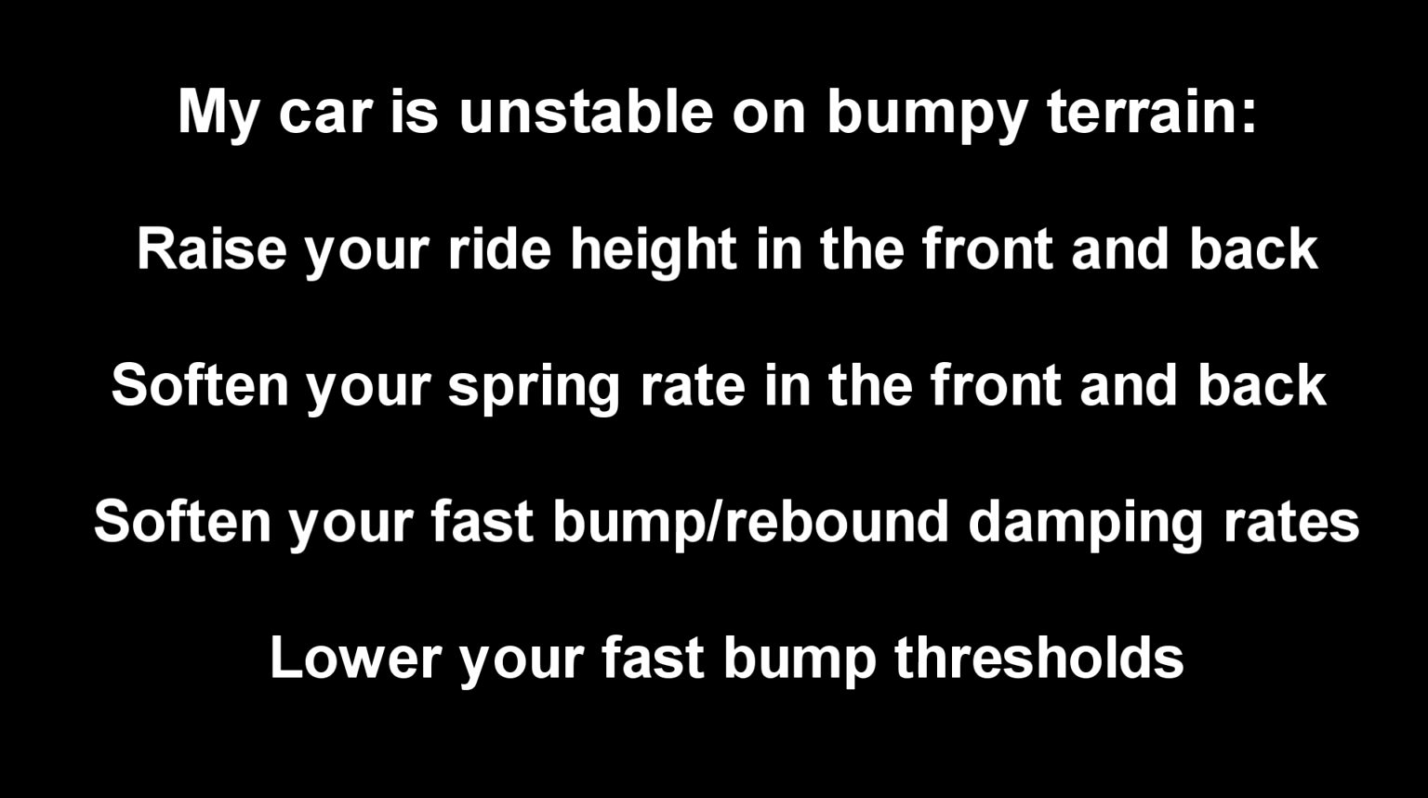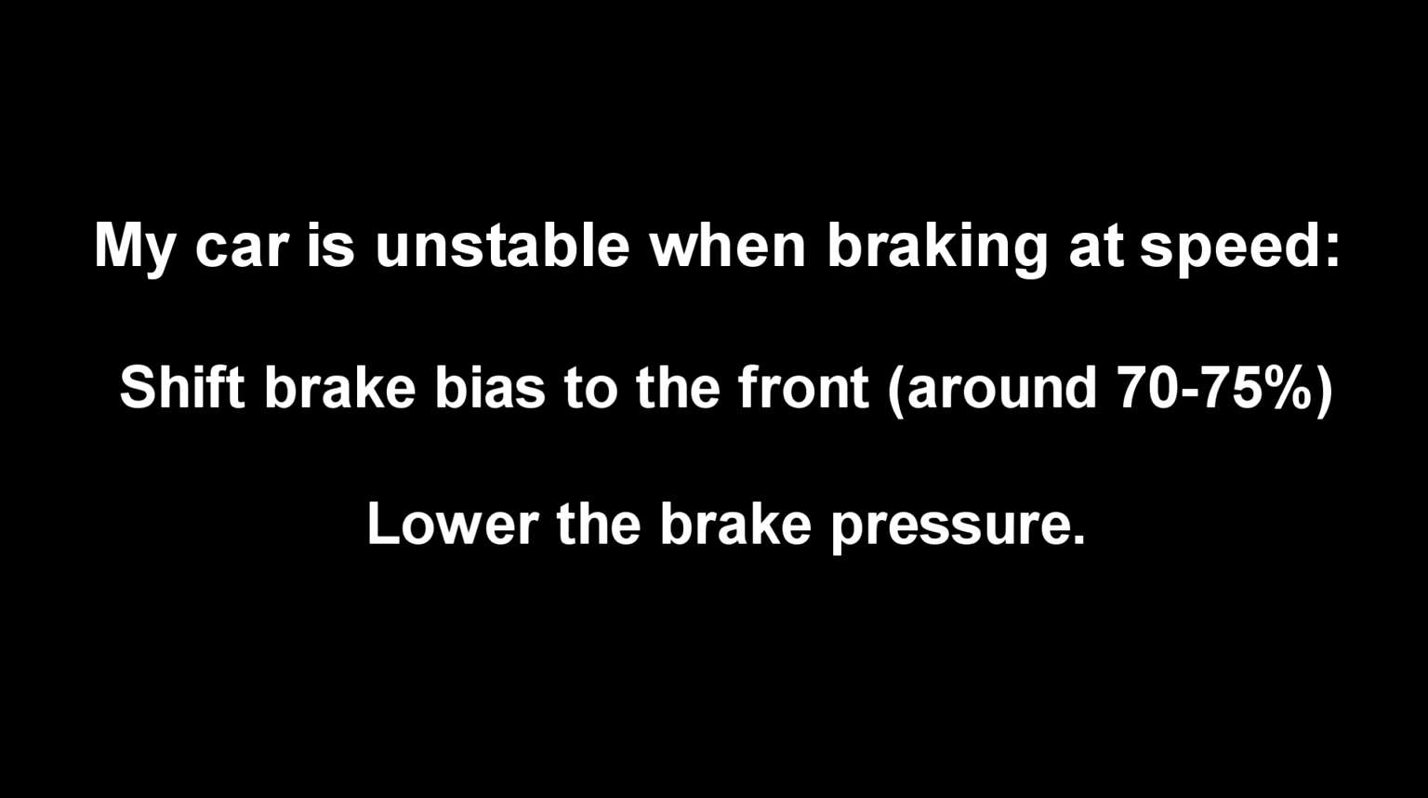If your car is unstable on bumpy terrain, raise your ride height in the front and back, soften your spring rate in the front and back, soften your fast bump and rebound dampening rates, lower your fast bump thresholds. With unstable braking at speed, shift the brake bias to the front around 70 to 75% and lower the brake pressure.